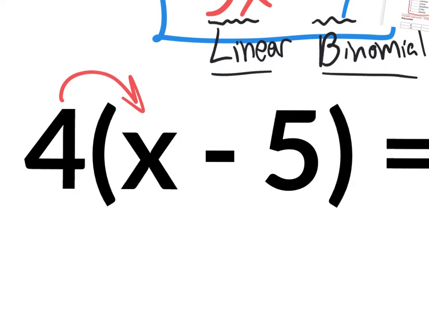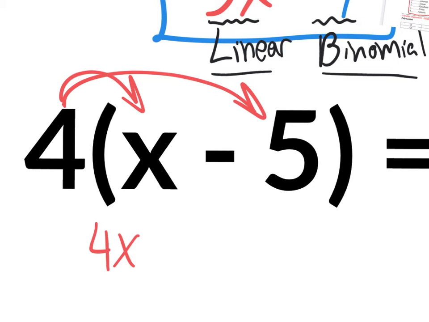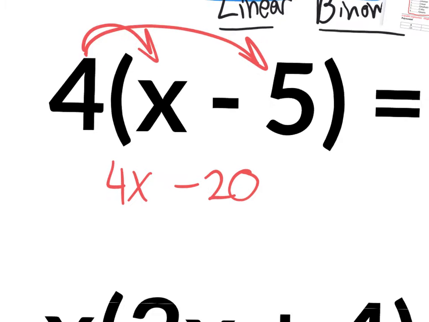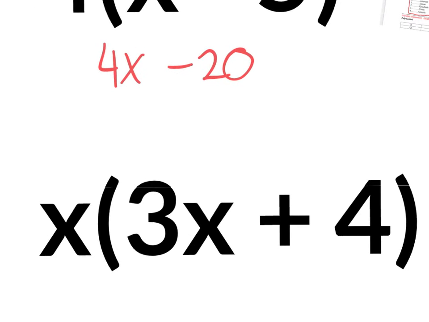4 times x, you just write it, 4x. Because 4x really means there's no sign between it. It really means 4 times x. So now distribute the 4 times the minus 5. 4 times negative 5, that's negative 20, and there's your answer, 4x minus 20. Again, that would be a linear binomial if you were to classify it. All right, so distributing a number into a binomial, it's pretty easy, right? How about distributing a variable into a binomial?